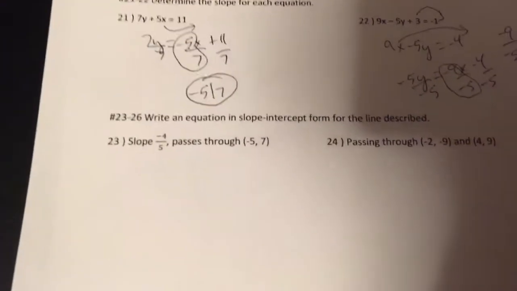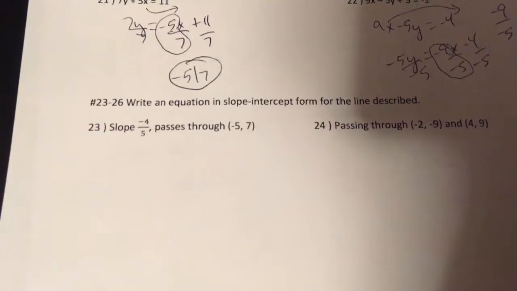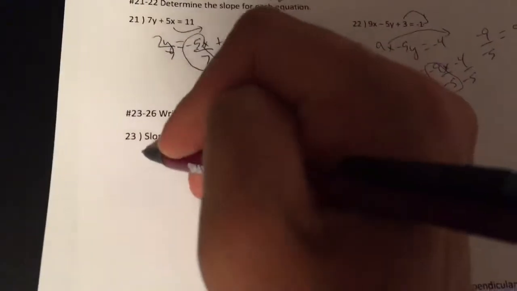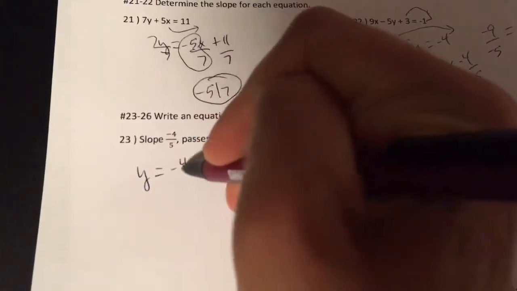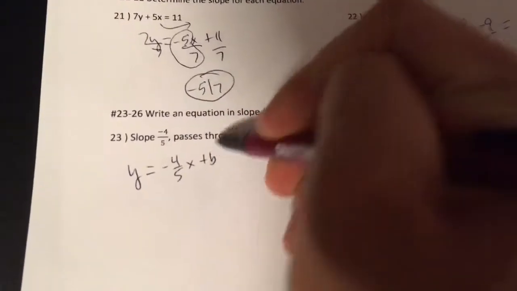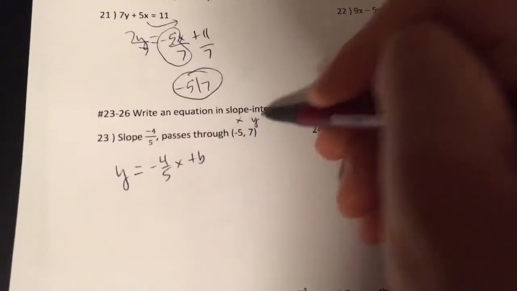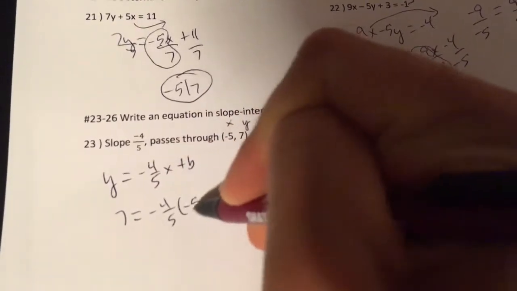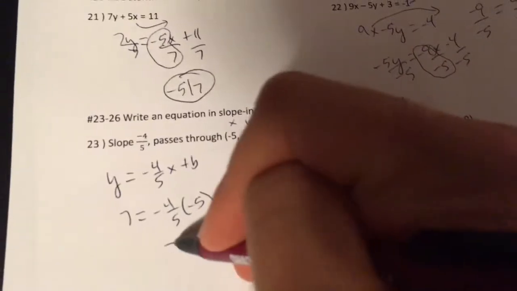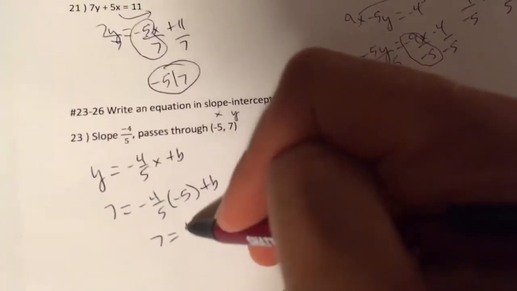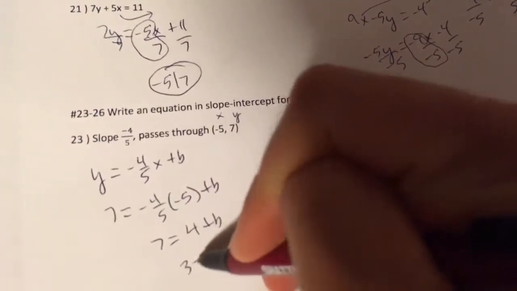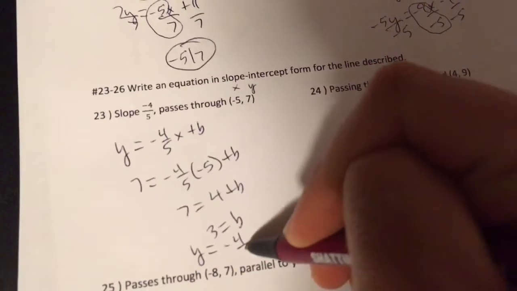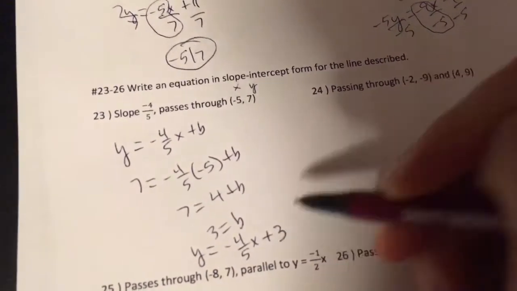All right, last part here, folks. Write an equation in slope-intercept form, that's y equals mx plus b, for the line described. So this one here, I give you the slope. Y equals negative 4/5 x plus b. Well, I have an x and a y that I can plug in. The y is 7. The x is a negative 5. Then plus b. 7 is equal to, this will give me 4 plus b. b is 3. Make sure to put it together as an actual equation. Y equals negative 4/5 x plus 3.